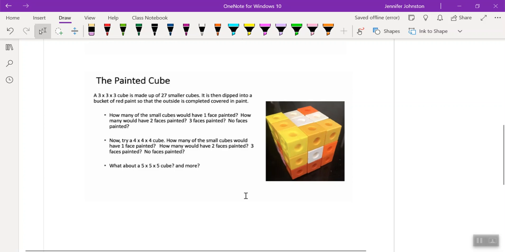All right, now try a 4 by 4 by 4 cube, and same kind of thing. So how many small cubes will have 1 face painted, 2 face painted, 3 face painted, and no faces painted? And what about a 5 by 5 by 5?